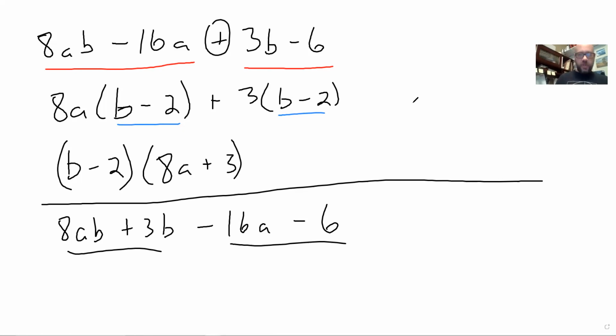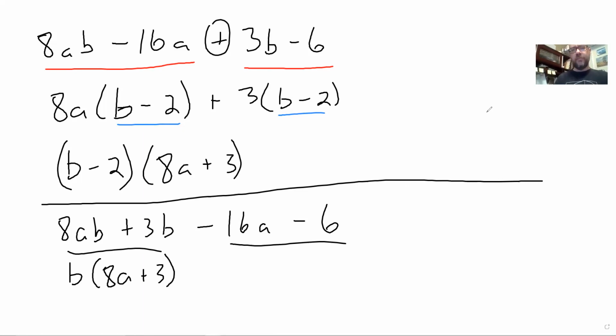Now, when this particular sign right here is a minus, you have to be really careful. It's very easy to mess this up. So I'll show you the right way to do it. I'm going to pull out the greatest common factor from each one. The first pair of terms there has just a b in common. So that's what I'm going to pull out. It'll leave me with 8a plus 3.